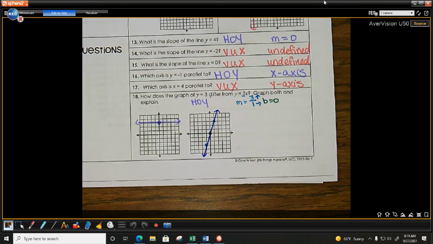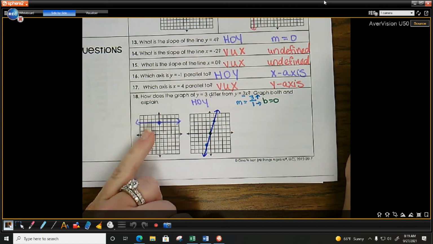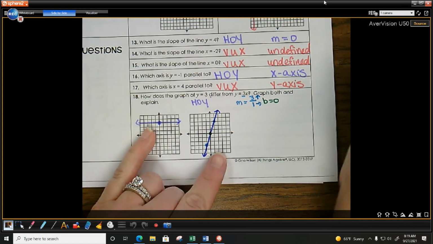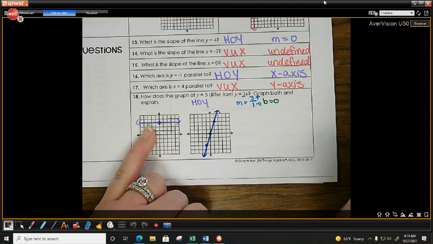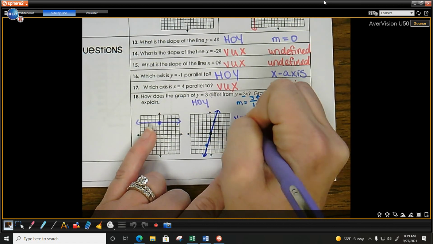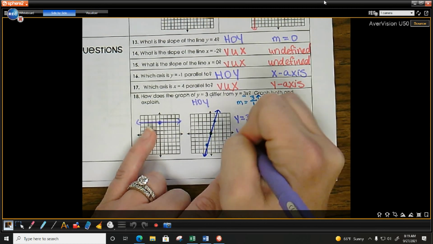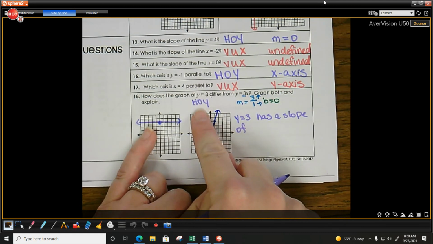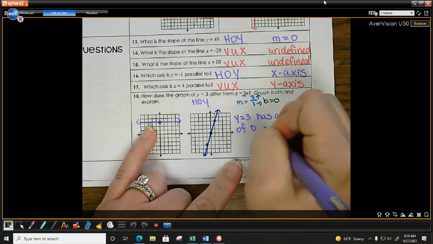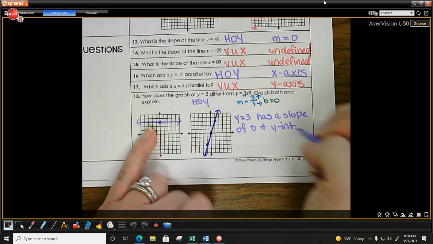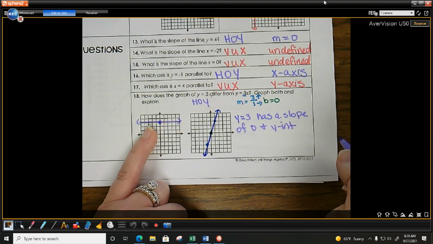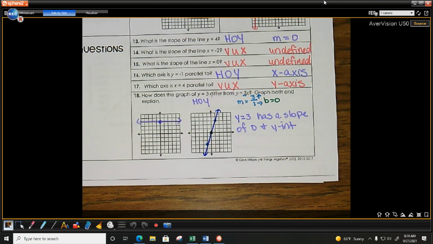Okay, so how do they differ? This first one has a slope of what? Yep, so y equals 3. If it's a Hoy, it has a slope of 0. And a y-intercept of what? Where does it hit the y-axis? Go up and down the y-axis. Where's it hitting the y-axis? At 3. And y-intercept of 3.